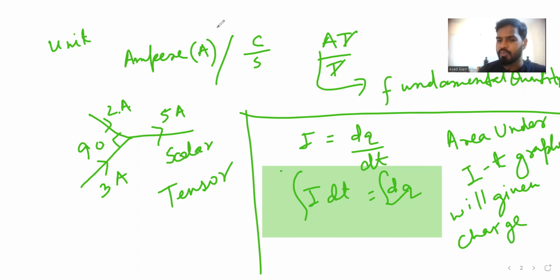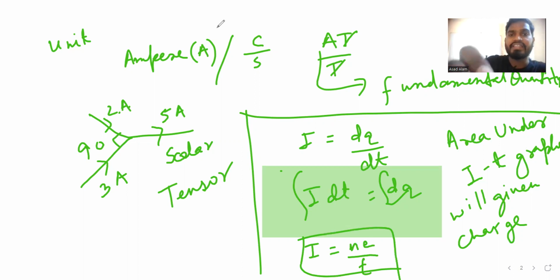So I is equal to dq by dt. From that we can say I dt is equal to dq. One more thing, we can say that I is equal to q by t. So q is equal to ne. So from this formula, we can find the number of charges. Suppose I into t by e is equal to the number of charges. Fine. Suppose an electron is revolving.